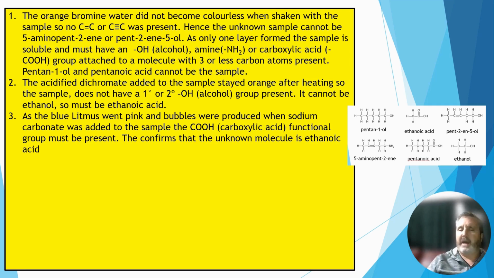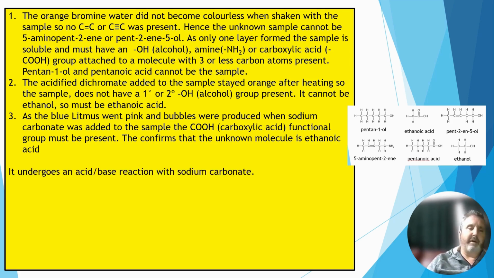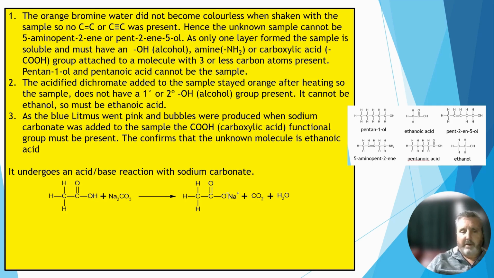So we add blue litmus paper and it went pink. That's perfect. That is the test for an acid, but we're going to confirm this also. So we add sodium carbonate and we saw that bubbles were produced. So that confirms that the unknown molecule B is actually ethanoic acid. Now, because we have to say what type of reaction this is: because the ethanoic acid reacted with a carbonate, that's an acid-base reaction, and we have to draw it. So we draw ethanoic acid reacting with sodium carbonate. We get the sodium ethanoate, carbon dioxide, and water.